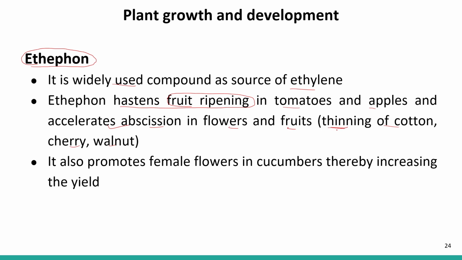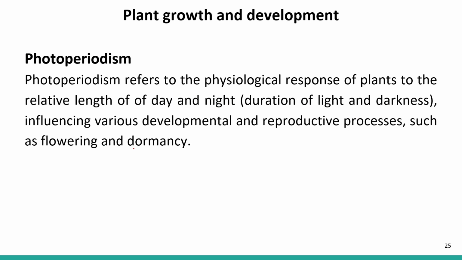Okay, what is thinning? Thinning is the removal of some of the leaves or parts or organs of the plant so as to make space for the other organs. This is known as thinning. Now again, ethephon also promotes female flowers in cucumbers, thereby increasing the yield. If there is an increase in female flowers, the ovary will modify into fruits, seeds will be produced and yield will increase.